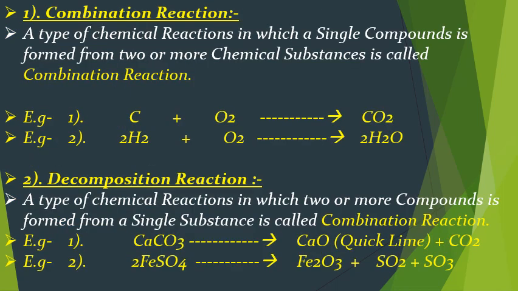First is combination reaction, a type of chemical reaction in which a single compound is formed from two or more chemical substances. For example, CO2 is formed by combining carbon: if you burn carbon in the presence of oxygen, these two elements combine to form CO2. Similarly, hydrogen and oxygen combine to form H2O. When a compound is formed from two or more substances, this type of chemical reaction is called a combination reaction.